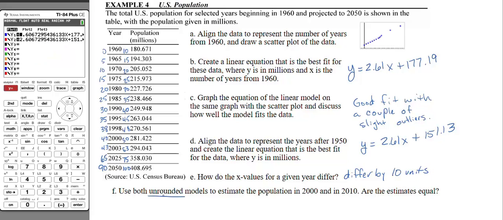So we're going to use both of the unrounded models to estimate the population. Let's see, in the Y1 model, year 2000, x would equal 40, and the year 2010, the x is going to equal 50.